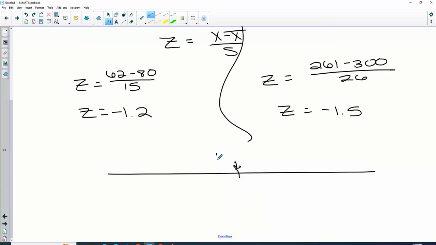This is my mean, the class average. When these are negative, what does that tell me? You were below average, so you did worse than the class. So we're trying to decide which one of them was better. Neither one's great, but if I want the better option, which one is less below average? Negative 1.2.